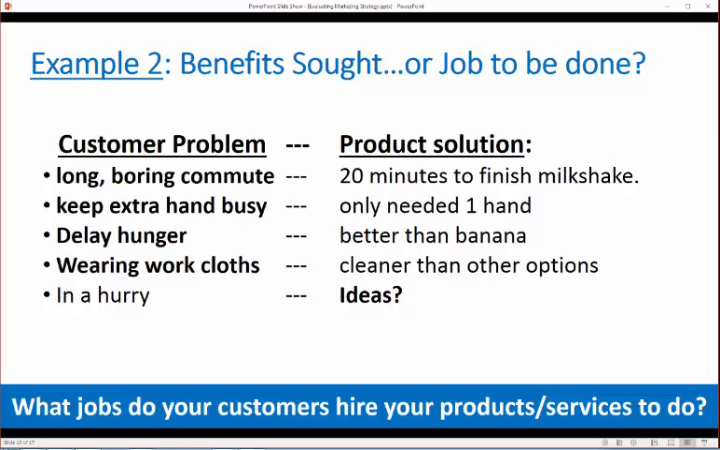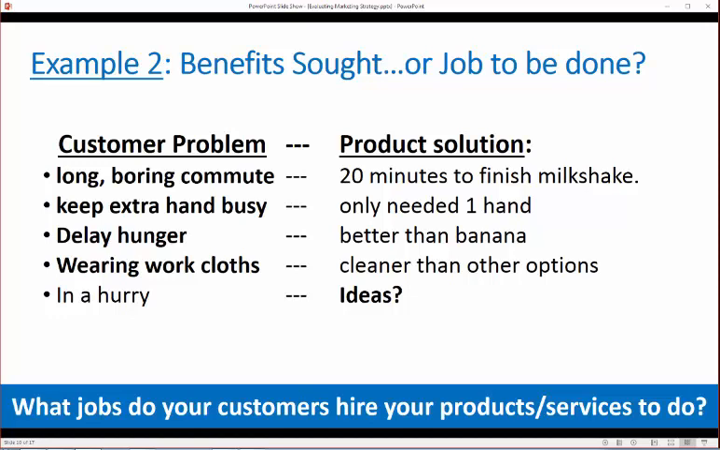They also needed to delay hunger. This is their morning commute. They may not eat until later on in the day, so they wanted something that made them feel full. They were wearing work clothes, so they didn't want to get very messy, and they were in a hurry. So think about now your programming, how you design your product and your services around that definition of your customer and their problem to better serve them, to take advantage of this.